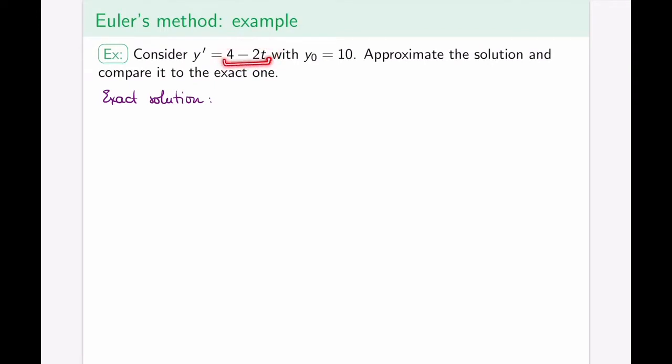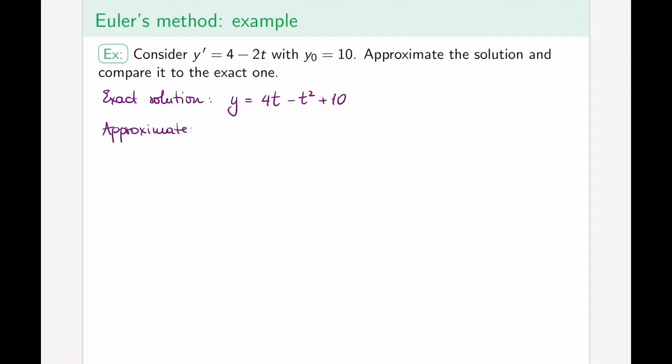terms of antiderivatives. So what is the antiderivative of 4? The antiderivative of 4 is 4t. What is the antiderivative of minus 2t? Minus t squared. And then we will get the constant plus c that we can use the initial condition y naught to calculate. And in this case, because it's at 0, it's going to actually be simply t. So this is the exact solution, and we are interested in approximation of it. So let's see how we can approximate and how good our approximation is going to be.